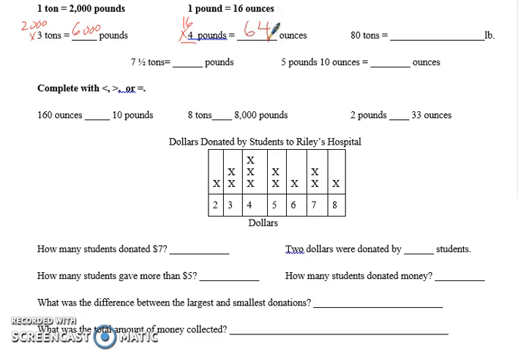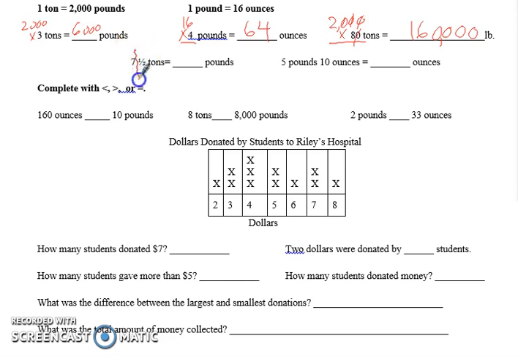80 tons. Wow. So I'm taking 80 times 2,000. But it's not as bad as you think because we're going to append all those zeros. 1, 2, 3, 4 zeros at the end. And now I got 8 times 2 is 16. 1, 2, 3. 160,000 pounds.